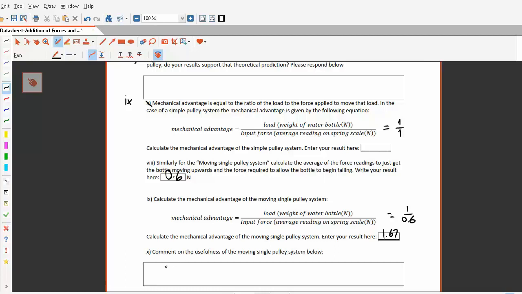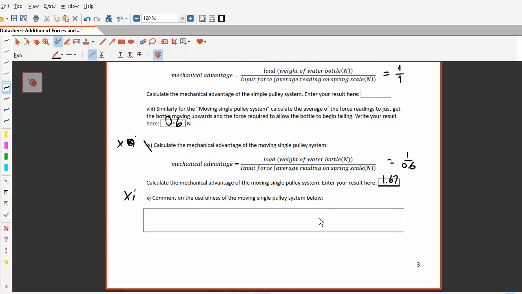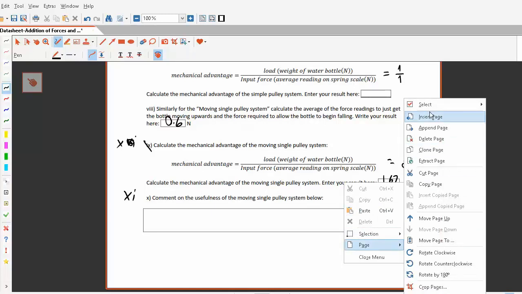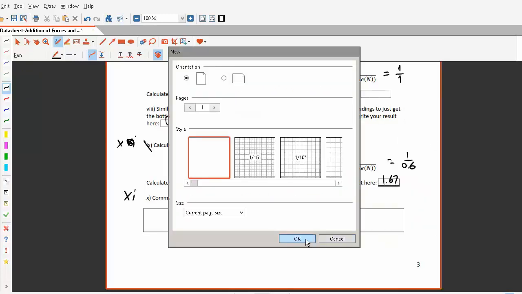So you can, in the last part, so this is part 11, so I have messed up the numbering, I will fix that. In the last part we can comment on the usefulness of the system using the moving single pulley. And before we leave that, I just want to discuss how that single moving pulley system works.